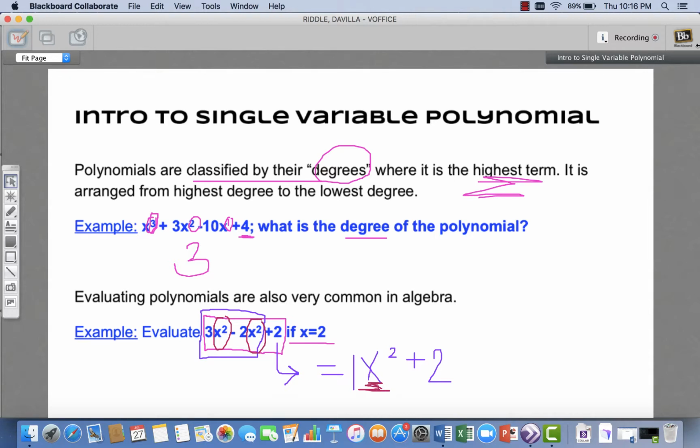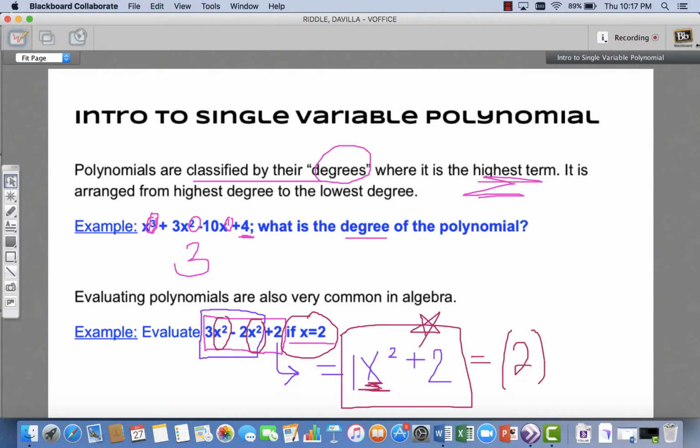Okay. So awesome. So now we have our expression that's more condensed. It's x squared plus 2. But we're not done yet. So it says if x equals 2. So now whenever we see an x in this expression right here, we're going to plug in 2. So now we can rewrite this as 2 squared plus 2. And would you like to give the final answer, Kyle?